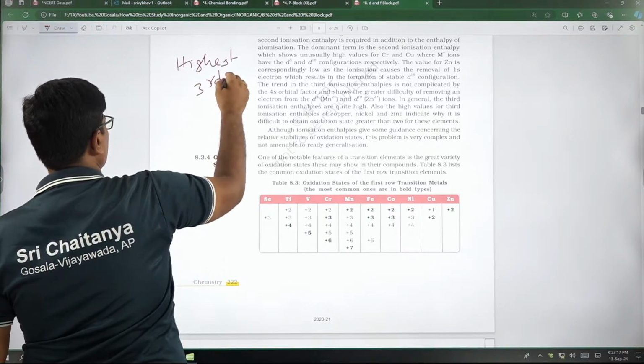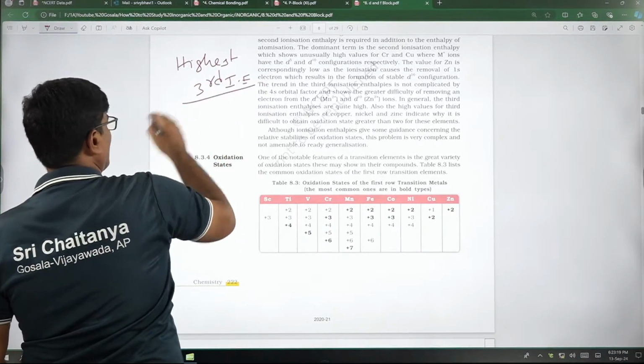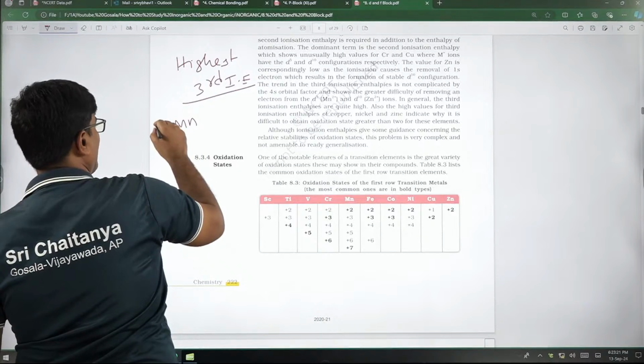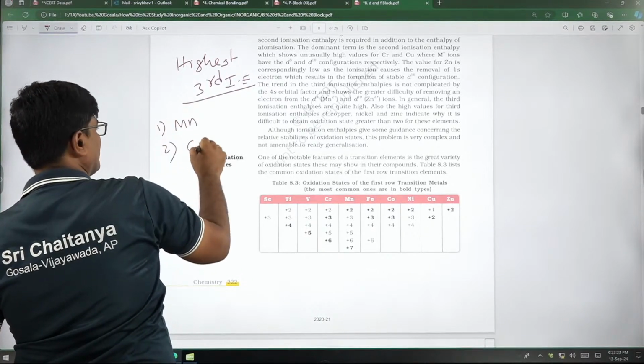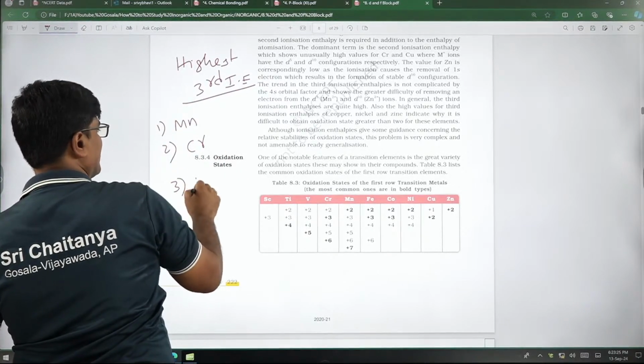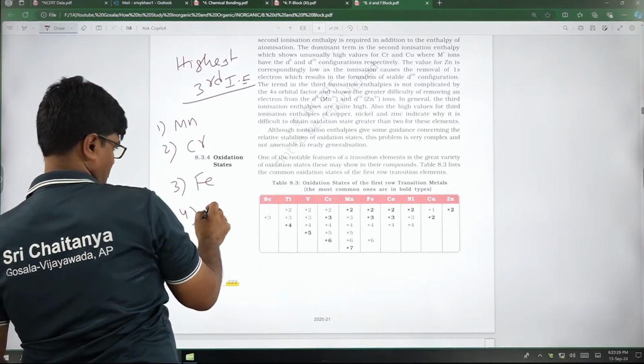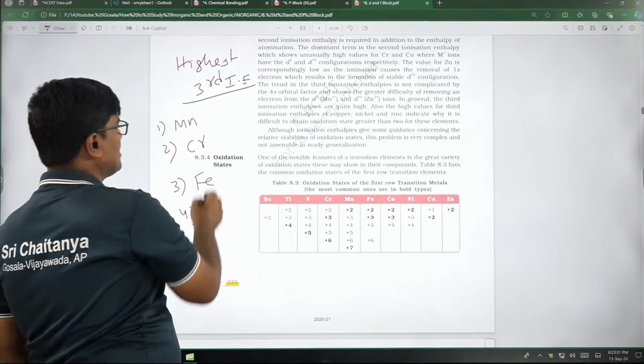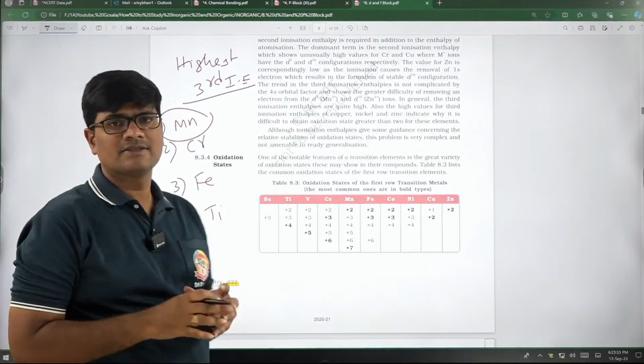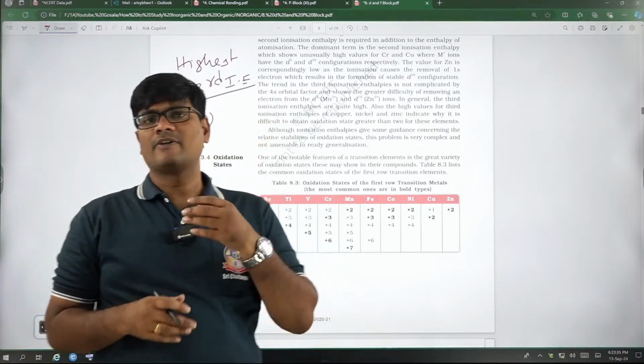Highest third ionization energy. And the elements they have given like this: manganese, chromium, iron, and then for example you can go for titanium. So what is the answer? We'll get manganese, because Mn2+ has d5 configuration.